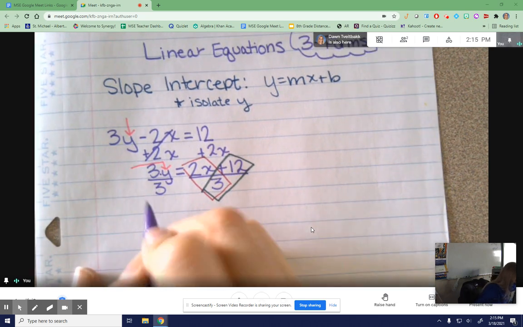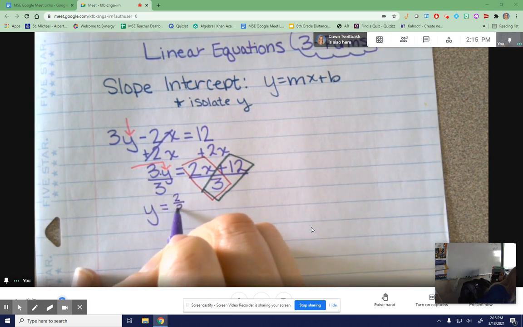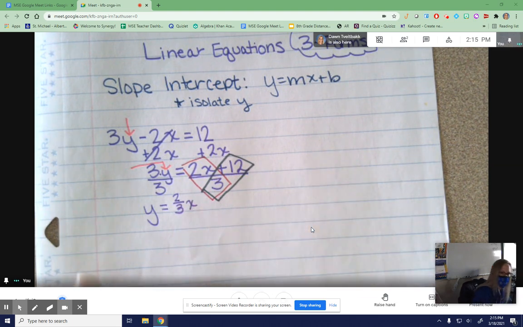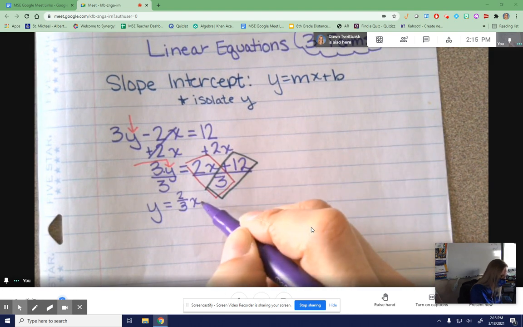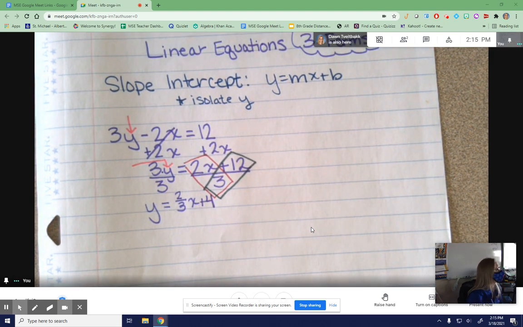Don't mess with anything. I think sometimes we make more work out of stuff. If we would just accept the fraction, life would be easier. Just let it be a fraction. It's 2/3. It's rise over run. Let it be that. And what is 12 divided by 3, everyone? 4. Yeah. And so we have 2/3 x plus 4.